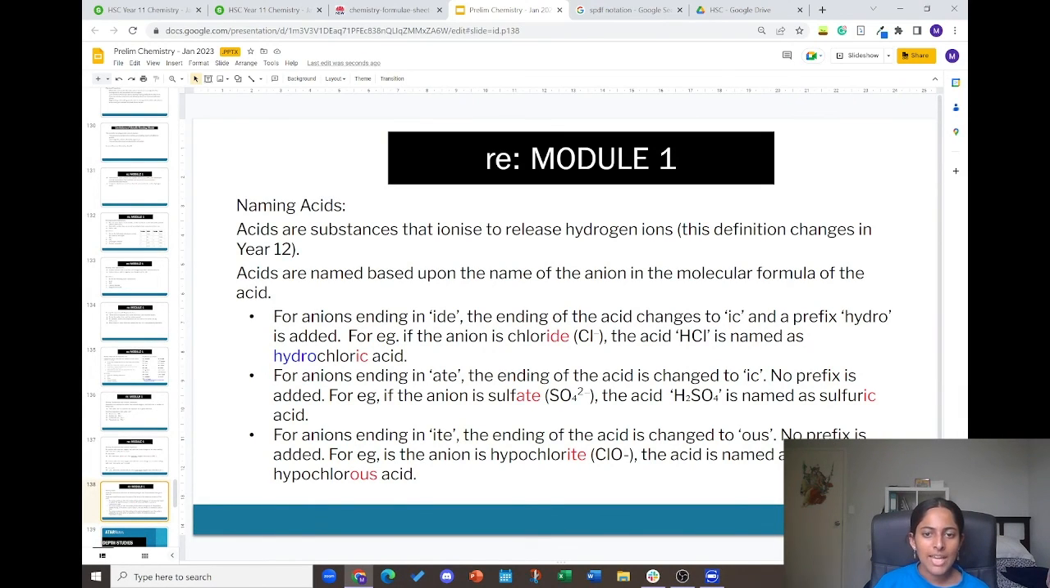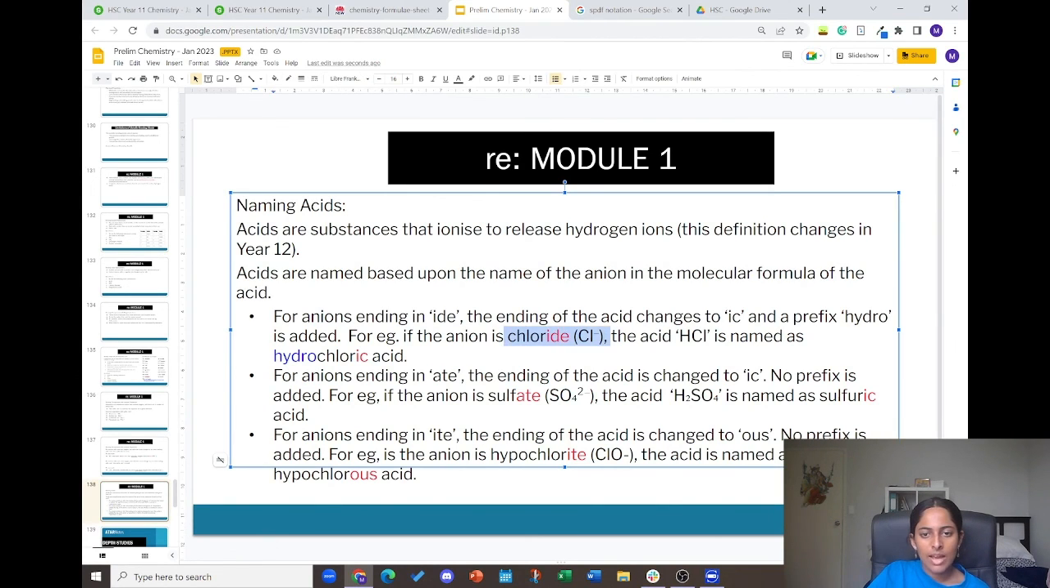And in terms of naming acids, naming will depend on what anion is present. So if you have an anion that has an IDE in it, something like chloride, then you name the anion part as chloric, and then you add hydro at the front. So it becomes hydrochloric acid.